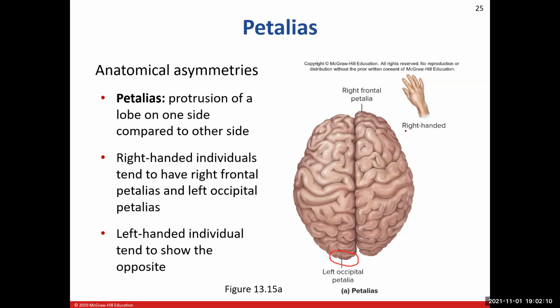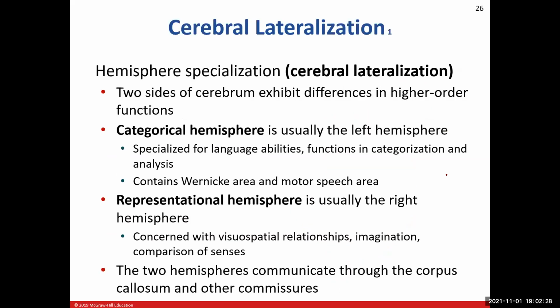So for the most part, a right-handed person will exhibit this. Now, if you're a left-handed person, it will be the opposite. A left-handed person would have a left frontal petalia and a right occipital petalia. It's just an anatomical asymmetry between the lobes there.